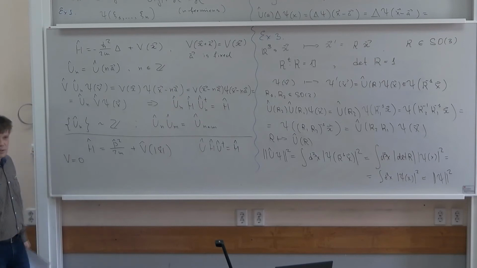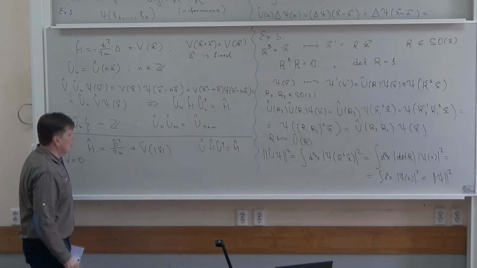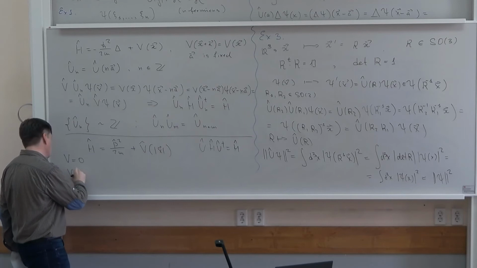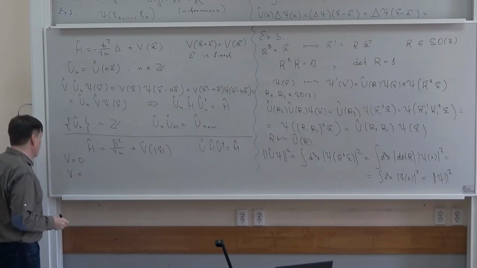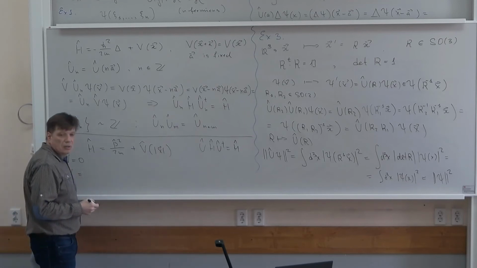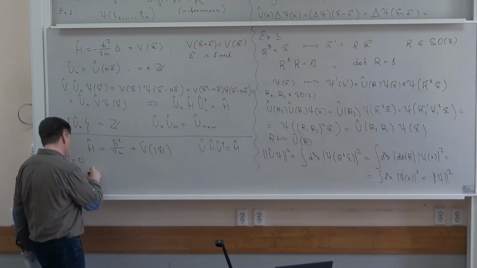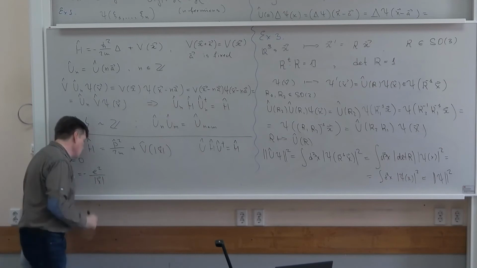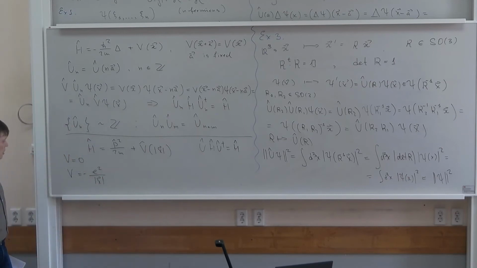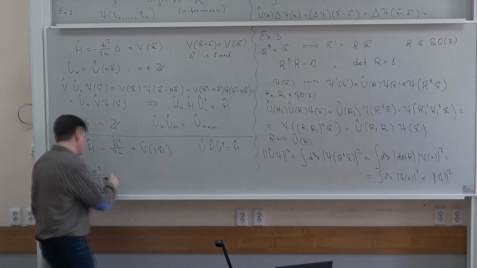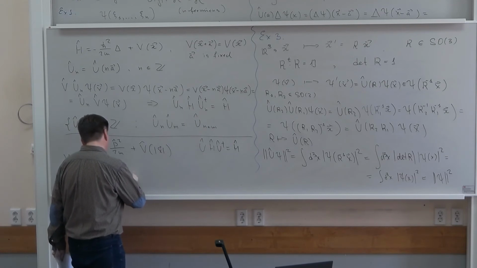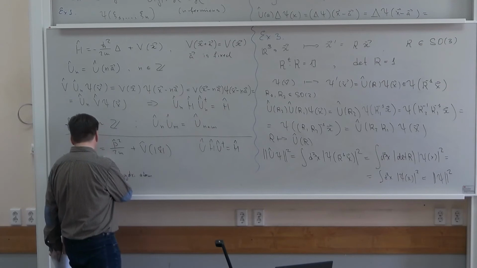Free particle. Another example is a Coulomb potential, minus e squared over x, the hydrogen atom, and the free particle.